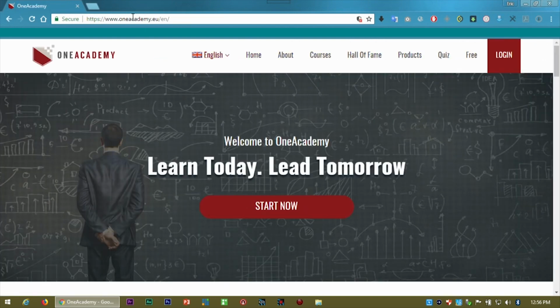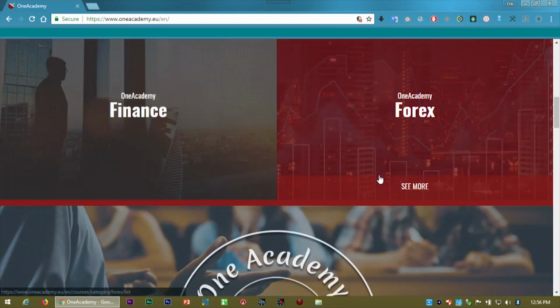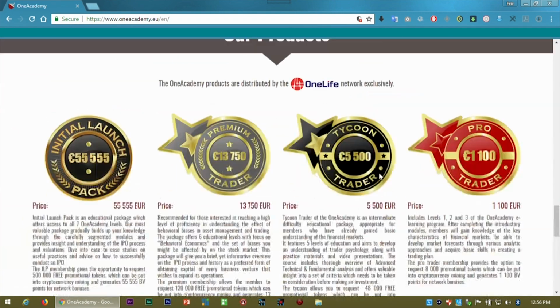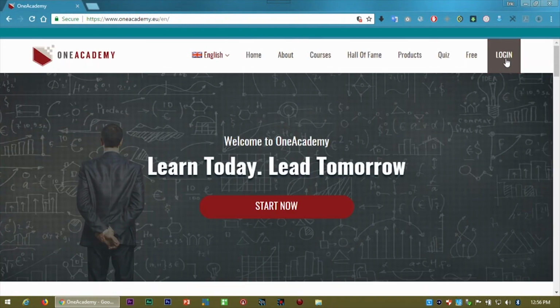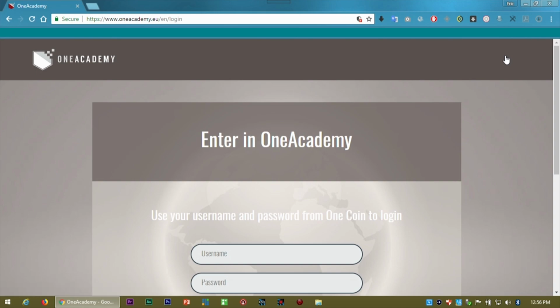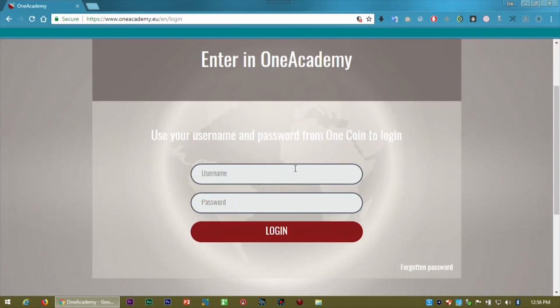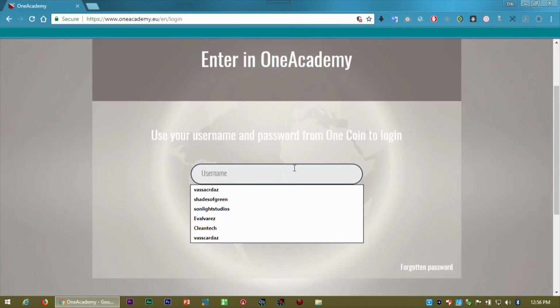So it brings up the Oneacademy website, and there's a lot of information. You can see what Oneacademy is, the categories, the key benefits, a lot of testimonies, and so on. In the top right-hand corner, we are now going to log in. That's most important. Where do you get that information? Your One Life network credentials. What you would have been given, or what you would have created for yourself, you're going to use those same credentials right here.